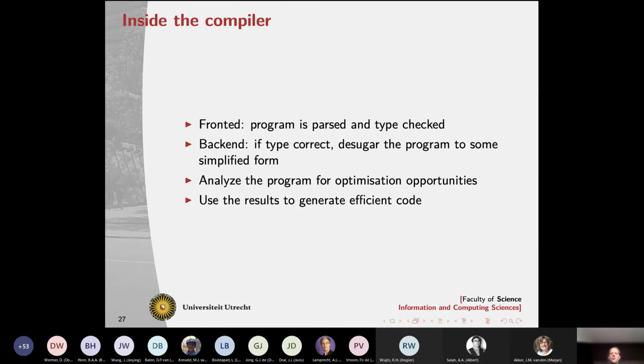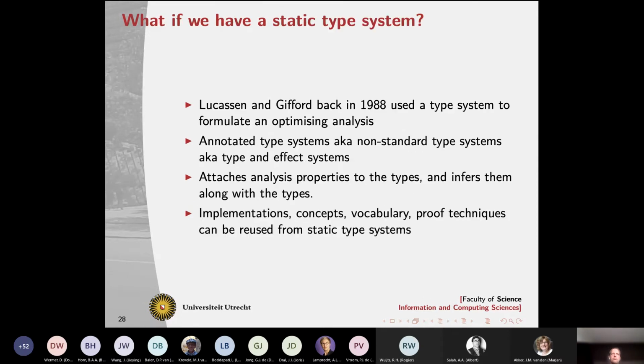So a compiler consists of a front end and a back end. In the front end, you parse the program and you type check it, and then you go to the back end. Then you know that the program is type correct, because otherwise you will never end up in the backend. You desugar the program to some simplified form, and then you start analyzing the program for optimization opportunities. In particular, for functional languages, because they are so high level, you need to do a lot of analysis to be able to generate competitive code. And then you can use the analysis information to generate efficient code.